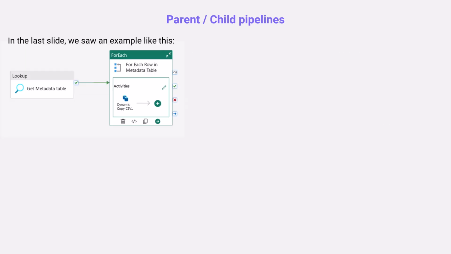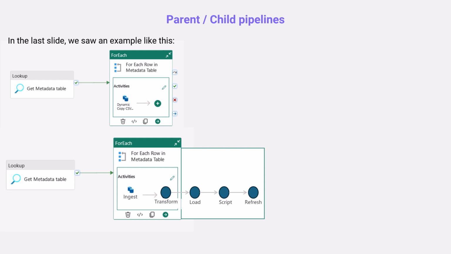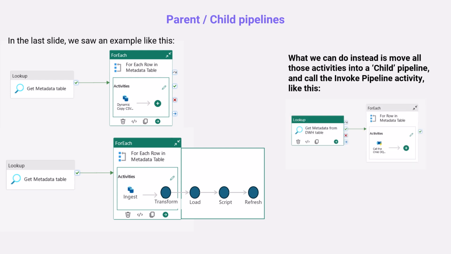So in the last slide, we saw an example that looked like this. But what if we had to do lots and lots of things for each of these different items in our for each loop? What if we had to ingest, then maybe do some transformation, then we wanted to load it somewhere else into a silver layer, for example, perform some sort of scripting maybe to build our gold layer, and then refresh some semantic model, right? There's a lot to be done there in this for each loop. And so what you might want to think about is doing something a bit like this.